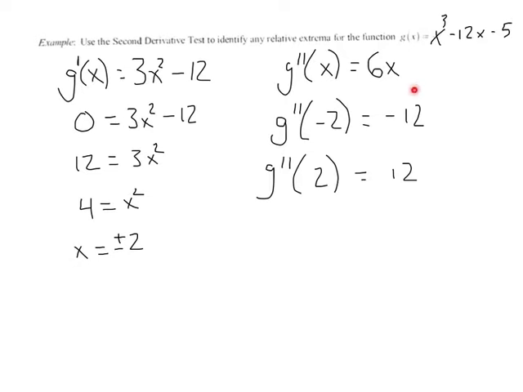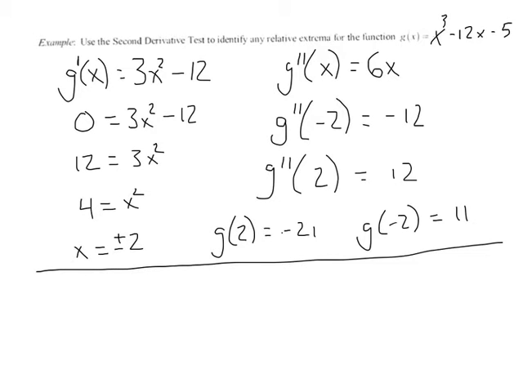So, because it is concave down right here, I'm going to have a max at negative 2. It's going to be going like that at that point. And here, because this is positive, it's concave up, so I'm going to have a minimum there. I want to know the actual coordinates, so I'm going to go back to the original function and figure out the y values. At 2, I have a y value of negative 21, and at negative 2, I have a y value of positive 11.